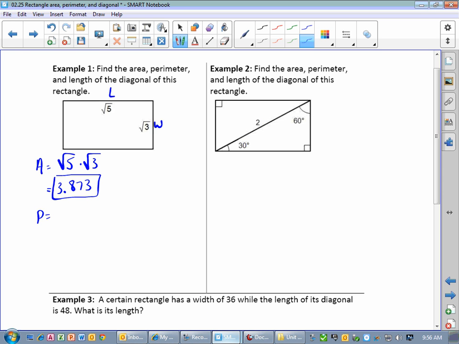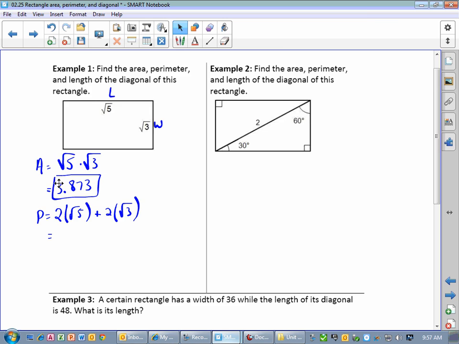The problem also asks us for the perimeter. So the perimeter is 2 times the length plus 2 times the width. So we have 2 times the square root of 5 plus 2 times the square root of 3. Now I'm putting the length and the width in parentheses because I want to remember that I'm grouping the length and the width. There's 2 lengths, 1, 2, and 2 widths, 1, 2.